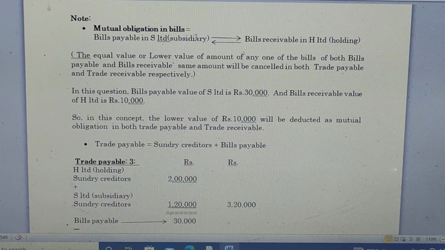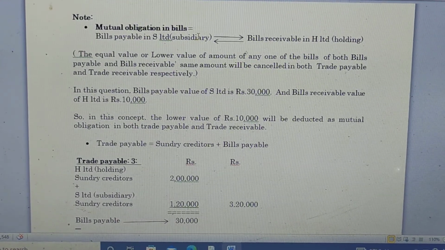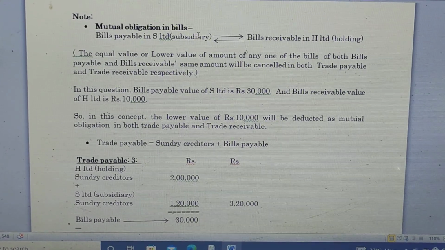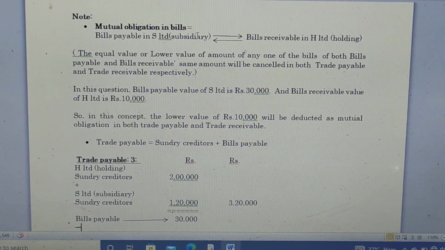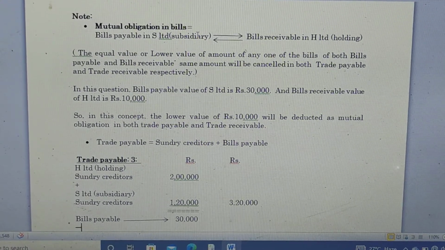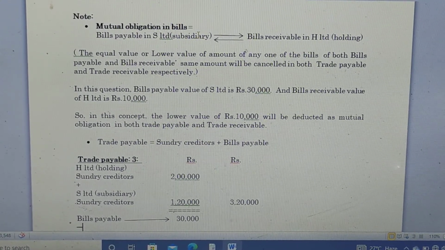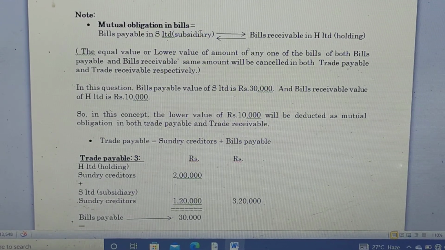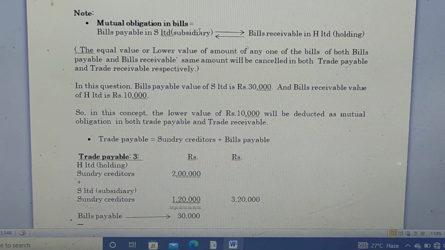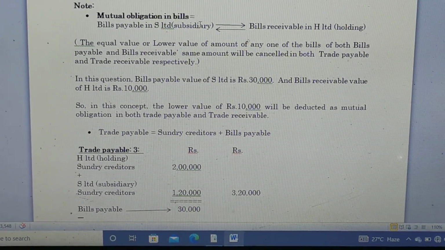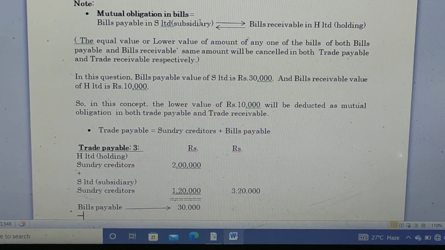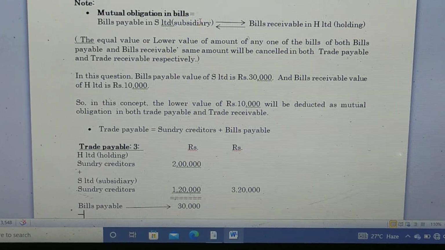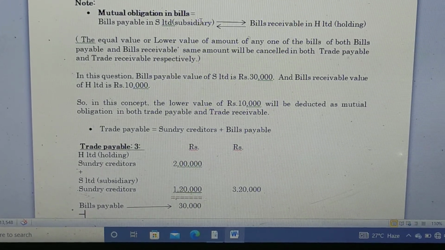So in this question, the bills payable value of S Limited is rupees 30,000 and the bills receivable value of H Limited is rupees 10,000. So in this concept, the lower value of rupees 10,000 will be deducted as mutual obligation in both trade payable and trade receivable, because the first one is the higher value and the second one is the lower value.